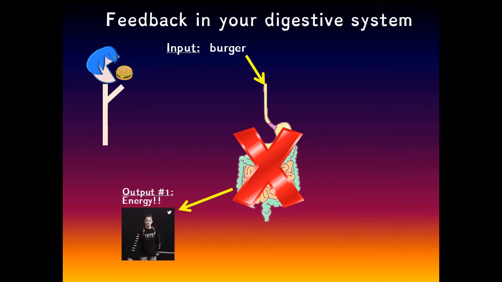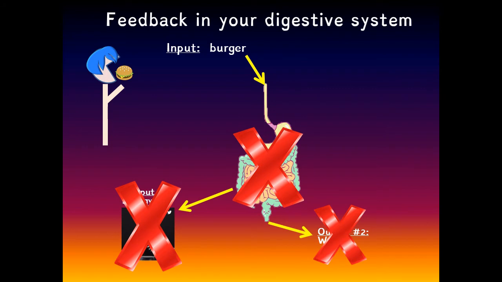Which means our outputs are now interrupted. No more energy. No more waste. And what ends up happening? Well, your new output is the undigested burger, which comes back out the way it came in.